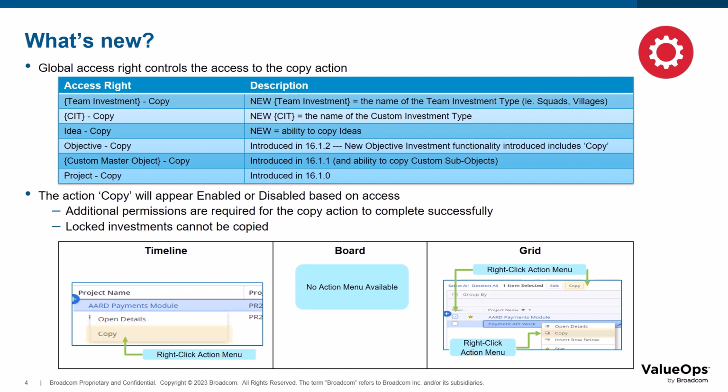As with the ability to copy projects, additional permissions are required for the copy action to complete successfully, such as resource booking rights or other rights related to stock and custom subobjects. The copy action can be found on the timeline or grid within the workspace.